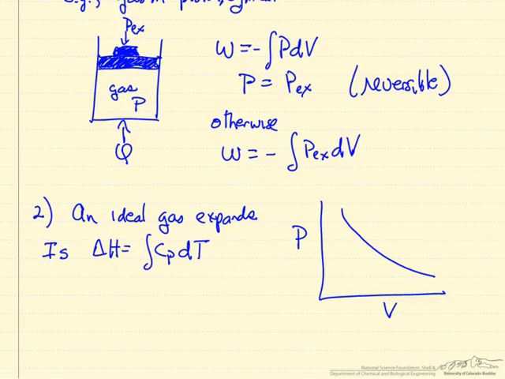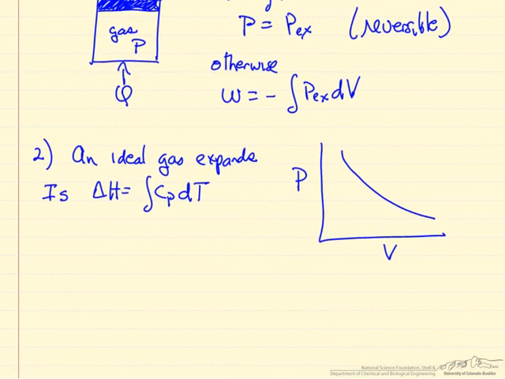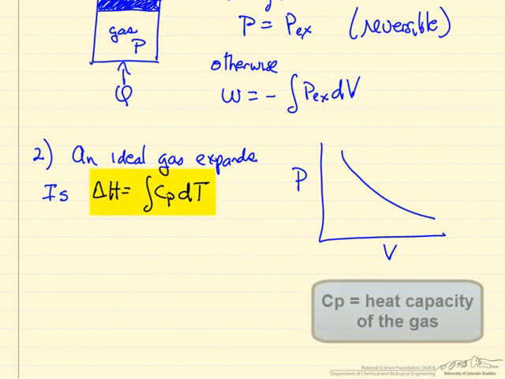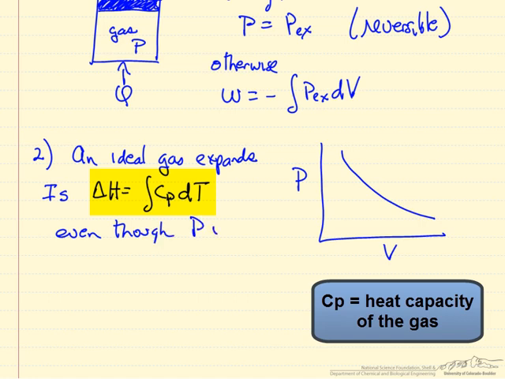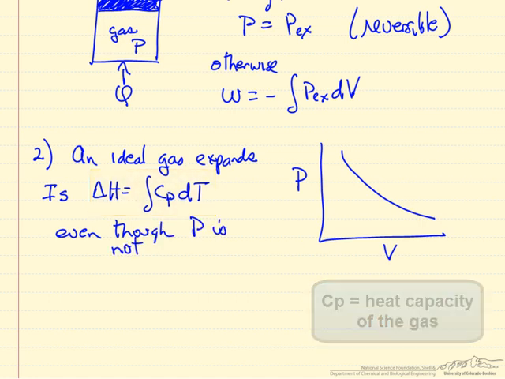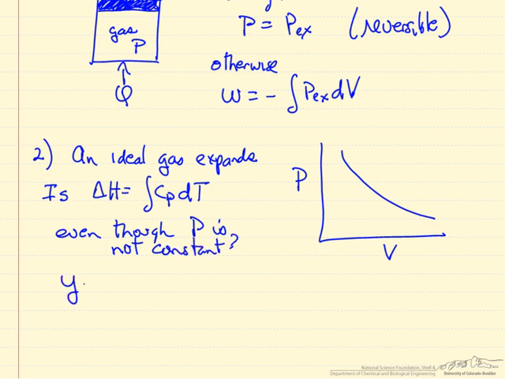So the second example we'll look at is where an ideal gas is expanding. I plotted pressure versus volume. So the pressure is changing, the gas and the volume is changing. The question is, how do we calculate the enthalpy change for an ideal gas? Can we write it as just the integral of Cp dT, even though the pressure is not constant? So the pressure is clearly changing in this system. And the answer is yes.